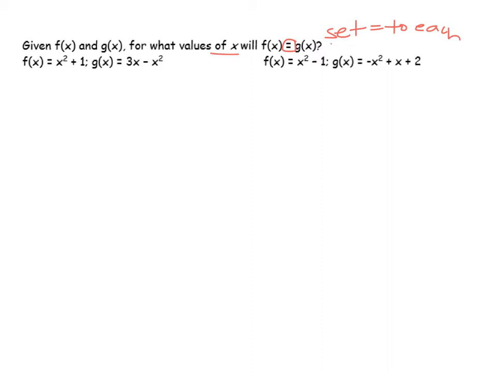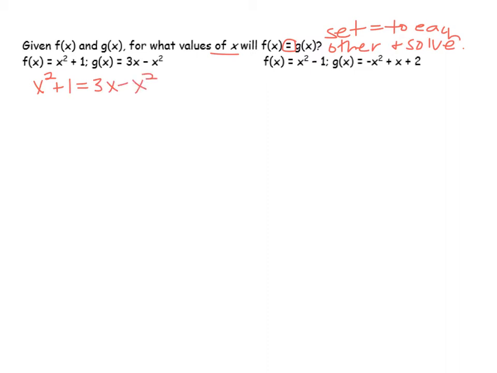Whoopsie, there's my h. And then solve for x. In the first problem, f of x equals x squared plus 1. In the second, g of x equals 3x minus x squared. Start off by literally just setting them equal to each other. x squared plus 1 equals 3x minus x squared.